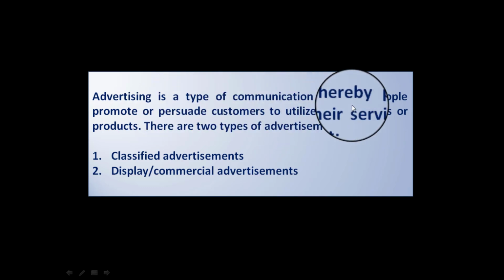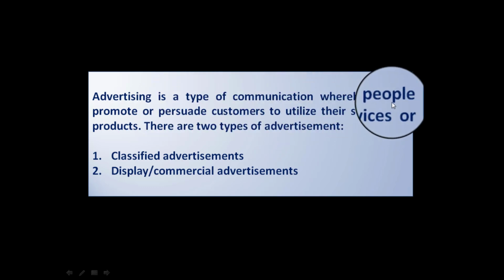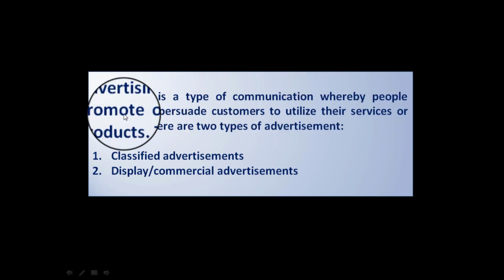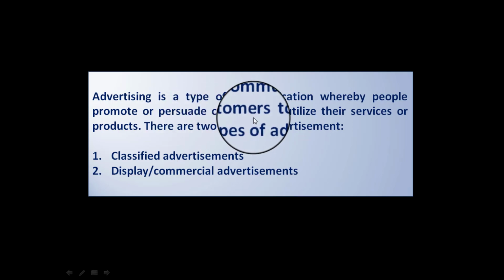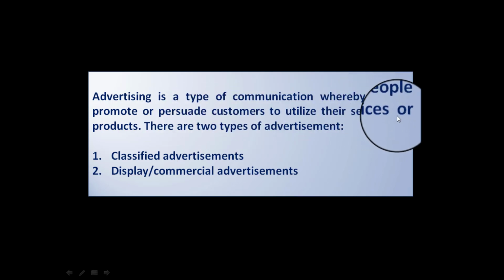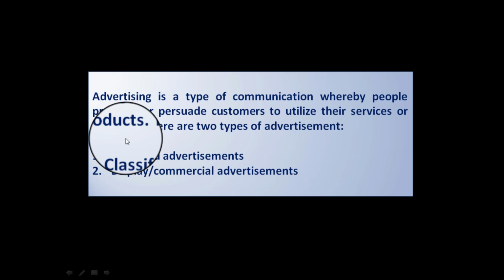So through the advertisement, what do people do? Yes, they promote or persuade customers to use their services or products. So there are two types of things. One, services. For example, in the education sector we give services, but big companies or factories produce products. All right, so on Amazon you might find products.